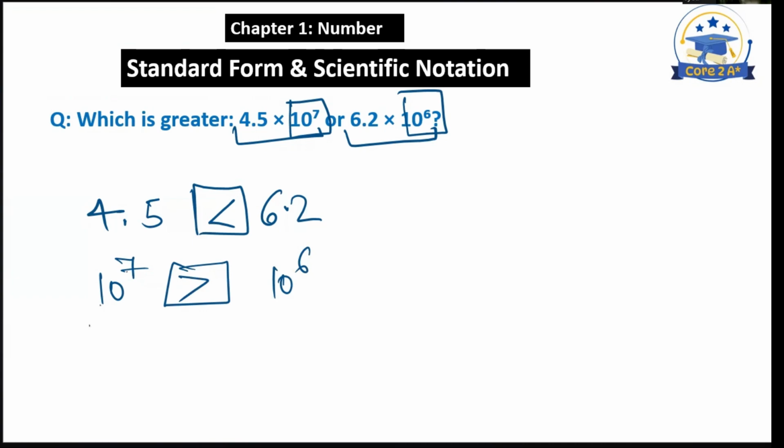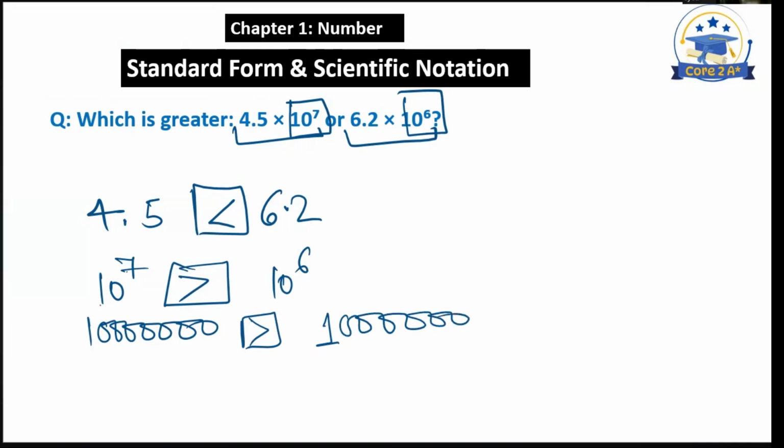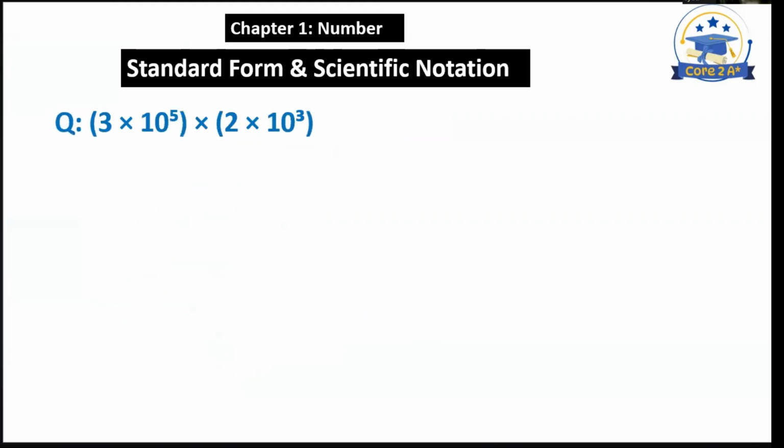10 to the power 7 means what? 1 and 7 zeros. 1, 2, 3, 4, 5, 6, 7. Obviously, it would be greater than 6 zeros: 1, 2, 3, 4, 5, 6. So 10 to the power 7, the left one is greater than the right one.